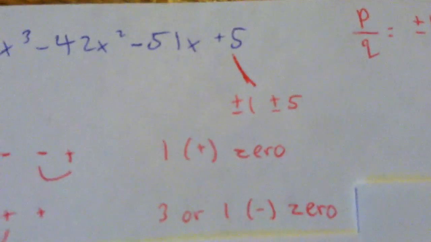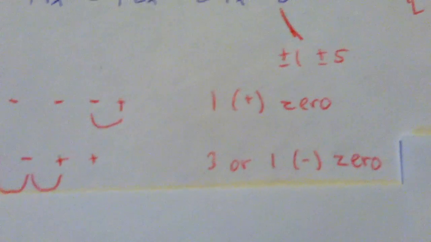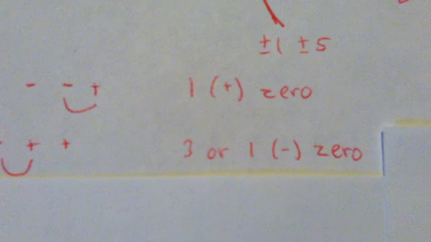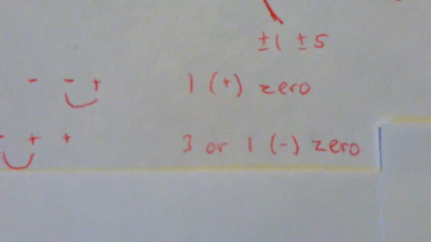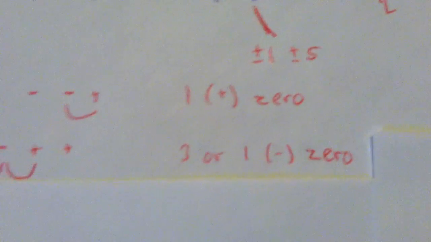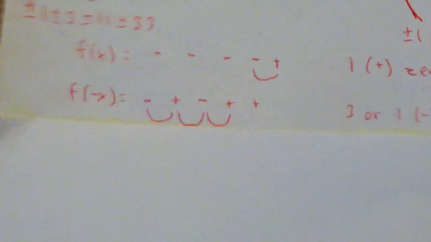So as you can see, for the positive, there's only one real zero, one positive zero, and for the negative, there are 3 or 1 negative zeros. Now we count by pairs because there could also be imaginary numbers, and imaginary numbers come in pairs. So that's why we count in pairs. So once you have done that, you go on to synthetic division to find the zeros.